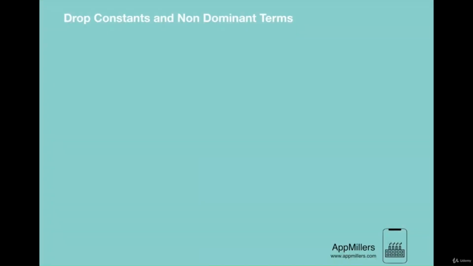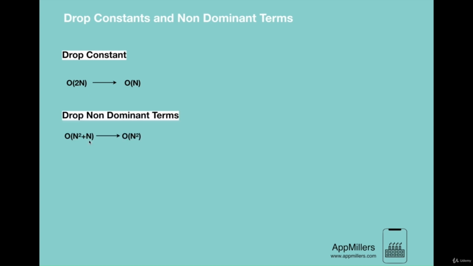So in this lecture, we will look at why we need to drop constants and non-dominant terms in Big O. Dropping constants and non-dominant terms means that we can easily eliminate some values from asymptotic analysis. This means that for O(2n), we can eliminate 2 from here and write O(n). Here we are dropping 2 as a constant and making this O(n). Similarly, we can drop non-dominant terms as well. For example, for this expression, O(n squared plus n), we can drop n from here and make it O(n squared).